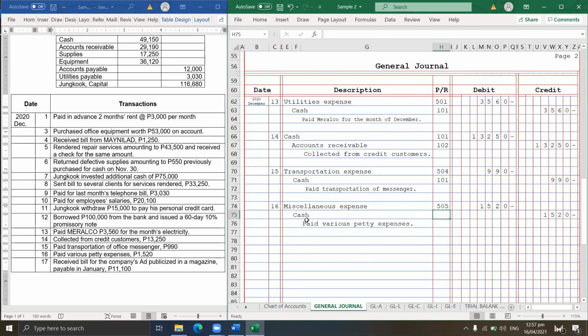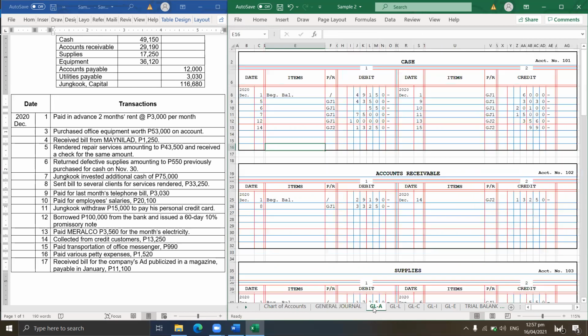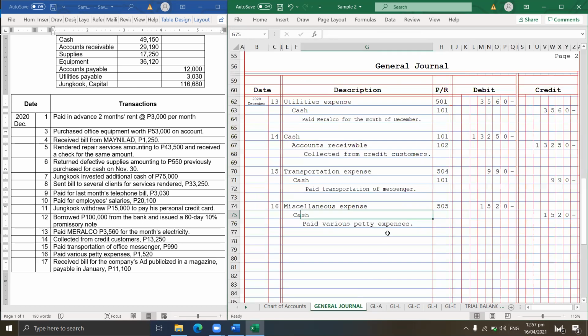The next would be for cash. So credit to cash 1,520. So that's on December 16. Okay, GJ2 ulit. That's 1,520. Okay? So after posting, balik sa journal for account number 101. So we're done with December 16 and we are now ready for our last transaction, which is December 17. Let's analyze.